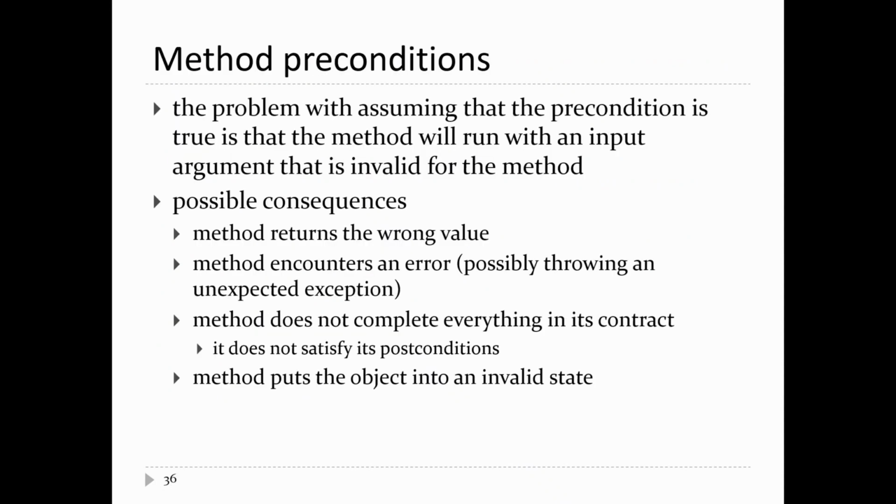Okay, so the problem is, basically we're going to assume that the precondition is true. So when we implement the method, assume the precondition is true, go ahead, implement the method the way you would normally implement it. Now, the problem with doing this is that the method will run with an input that is invalid or illegal. And so what can happen? If your method returns a value, it now might return the wrong value. The method might encounter an error.